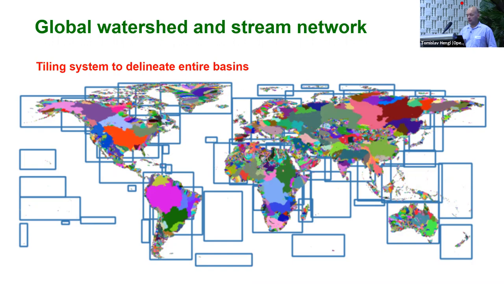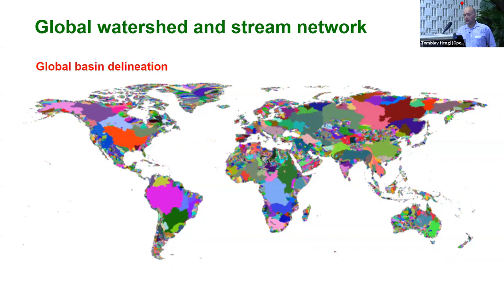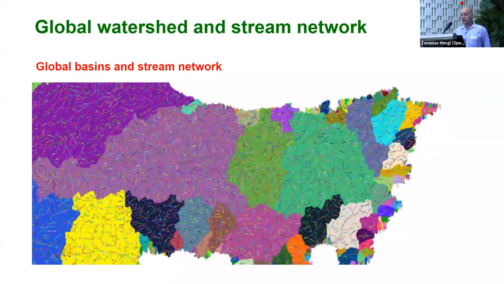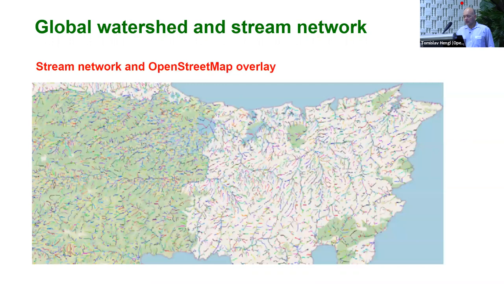So I delineated basins, and we were able to also delineate all the streams at 90 meter resolution. This is just a zoom in one particular area in Patagonia. And as you can see, you have a quite detailed stream network, even much better than OpenStreetMap.